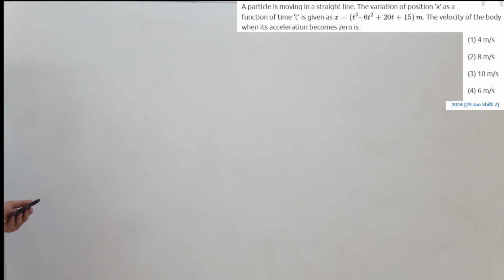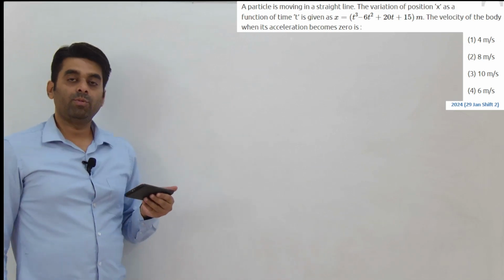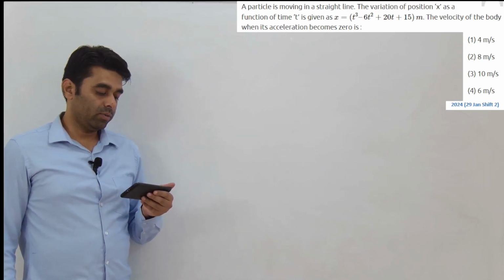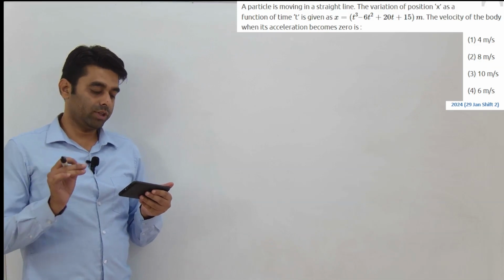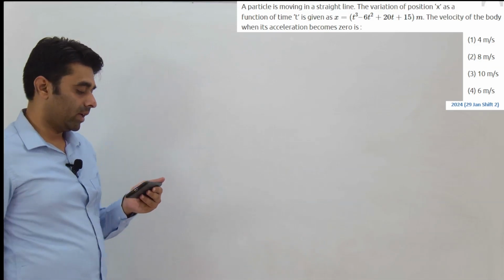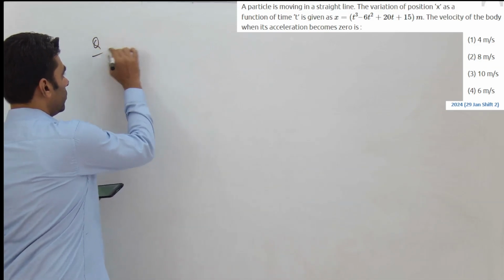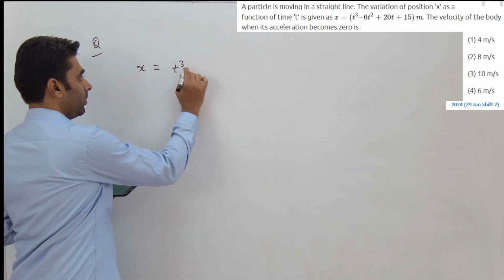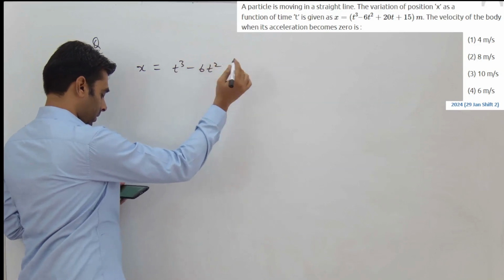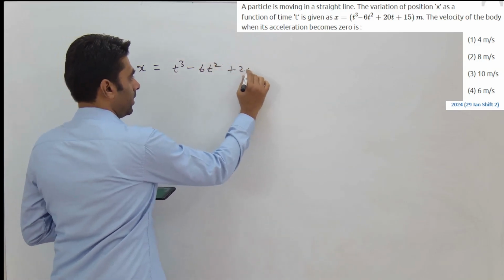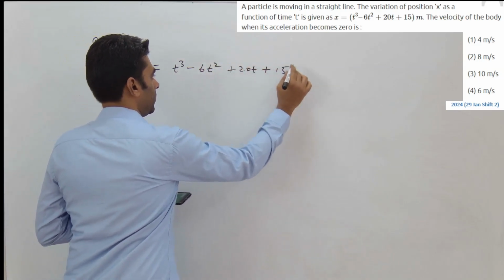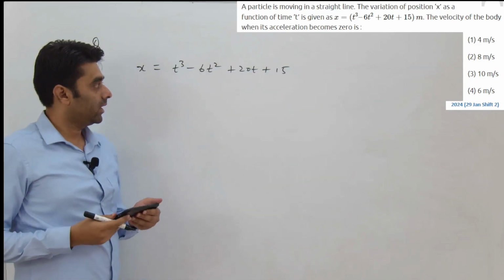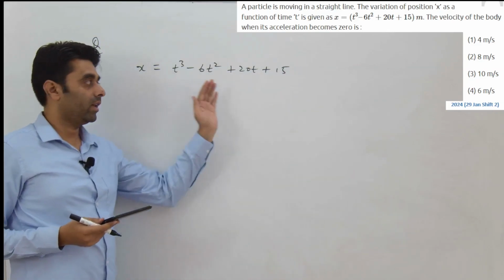The next question, 29 January, shift 2. A particle is moving in a straight line. The variation of position x as a function of time t is given as x = t cube minus 6t square plus 20t plus 15. This is the position function; position varies as a function of time t.